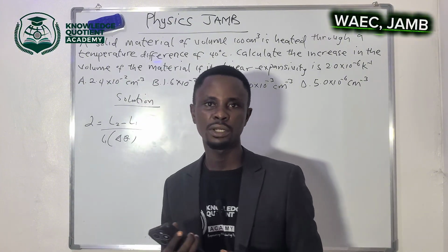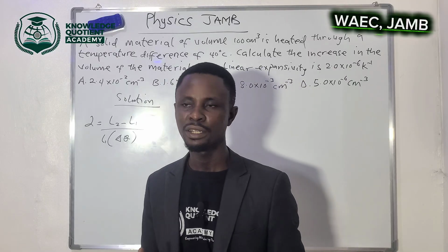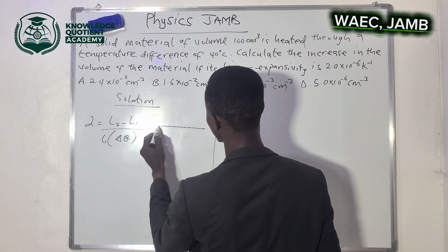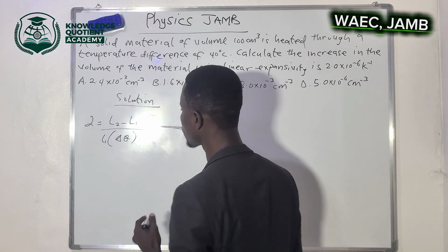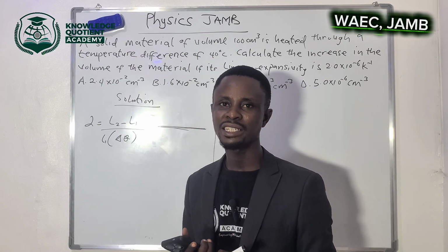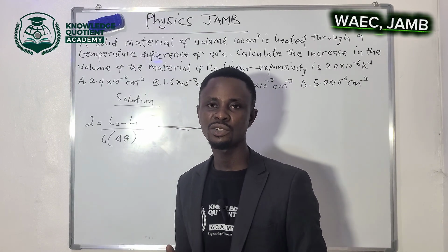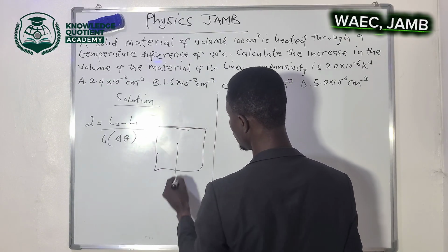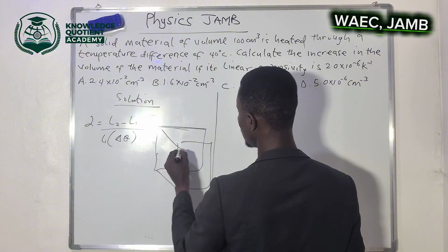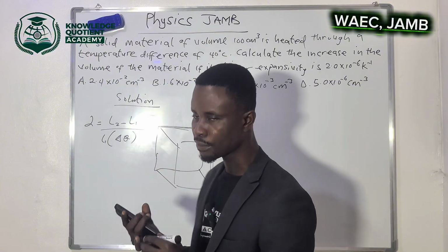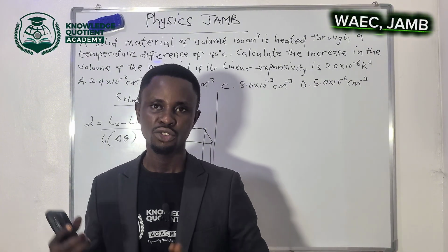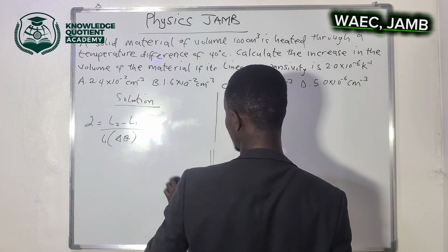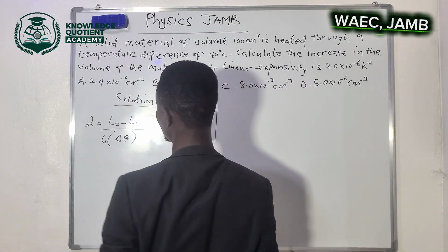So this is our linear expansivity. If you're talking about the expansion of a material's length, we're dealing with linear expansivity. But when you are talking about cubic expansivity, it is actually referring to volume. So we're referring to a volume, not the length as in linear expansivity. We're dealing with cubic expansivity now.